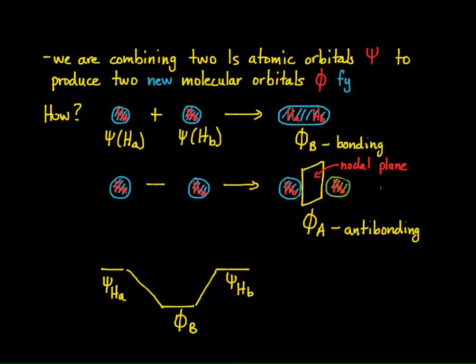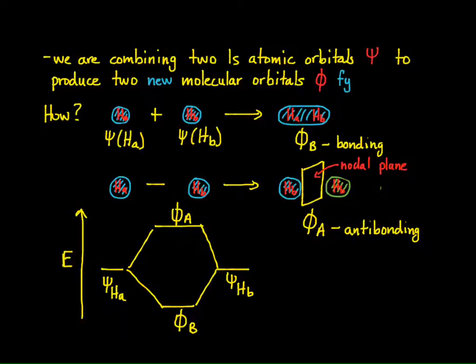Well, the net energy is maintained in a particular system, and therefore the phi antibonding is at a higher energy level. And in general, whenever you have a node, it's going to have a higher energy level. And so we get an energy diagram.